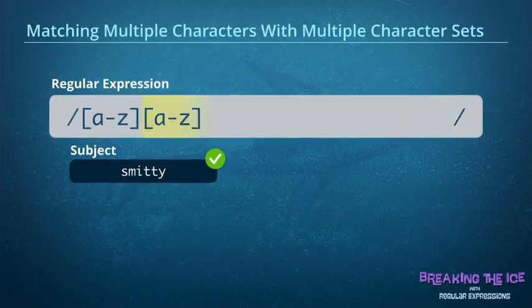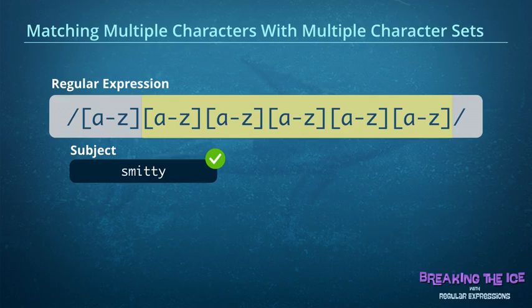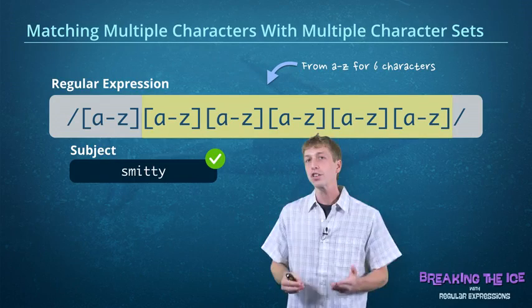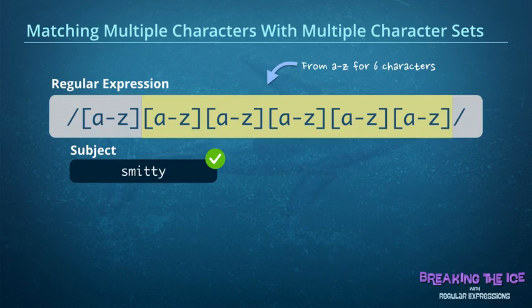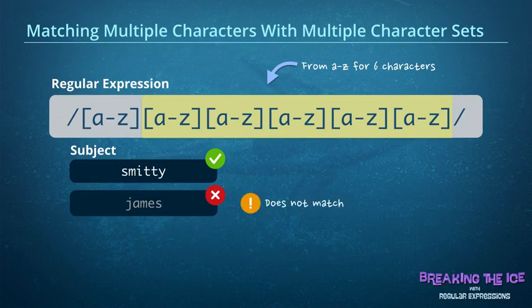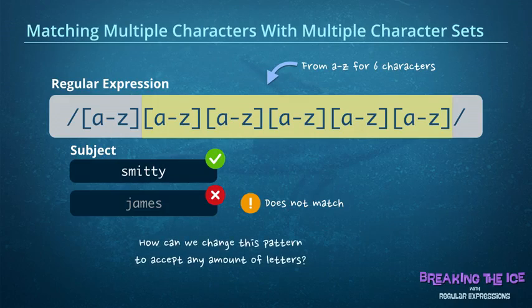One thing we could do would be to repeat the character set 5 more times to match all 6 characters of Smitty. With our character set repeated 6 times, we do get a match on Smitty. However, we're no longer going to get a match on James, and this is because James only has 5 characters, and we're expecting 6 with a range from A to Z. So this isn't going to work.